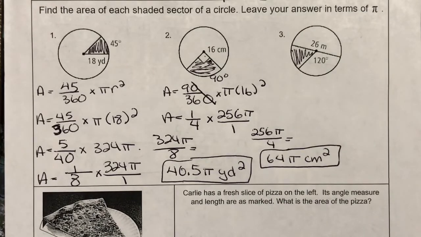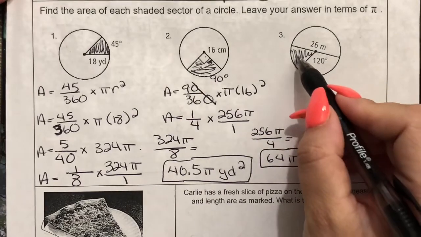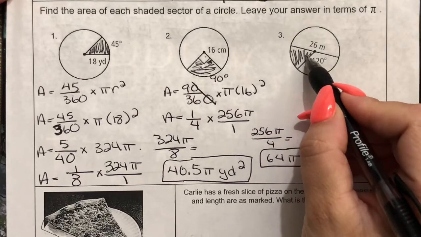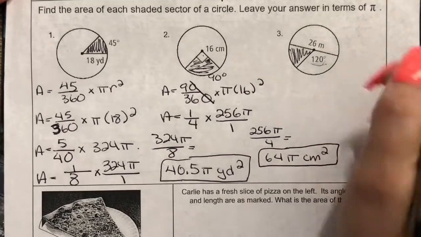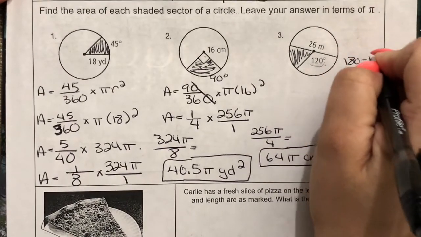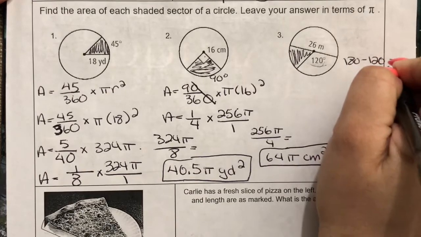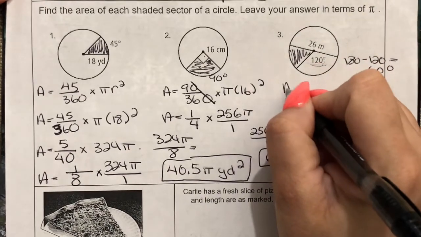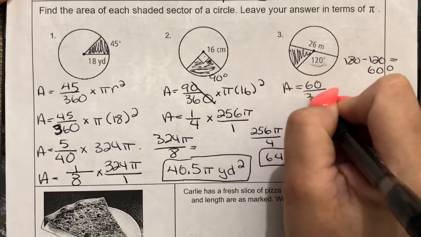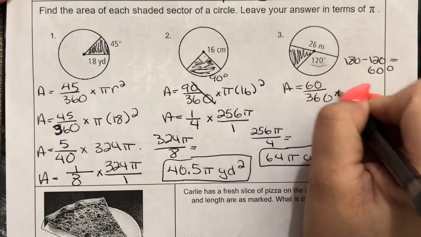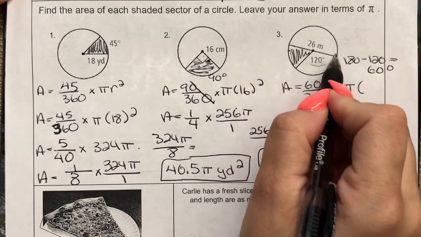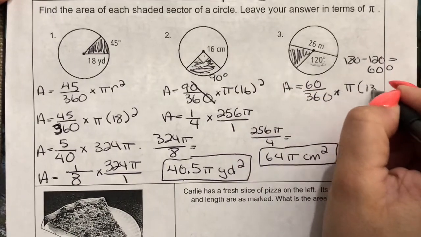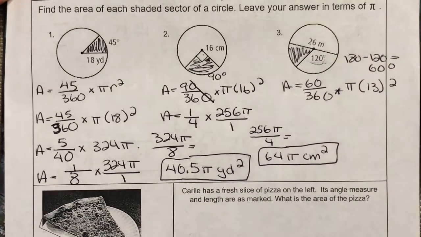Now in this last one, you want to be careful, don't jump to conclusions. I am looking for this area, which is not 120, but instead 180 minus 120, which is 60 degrees. So my area here is going to be 60 over 360 times pi r squared. My diameter is 26, so that means my radius is 13.